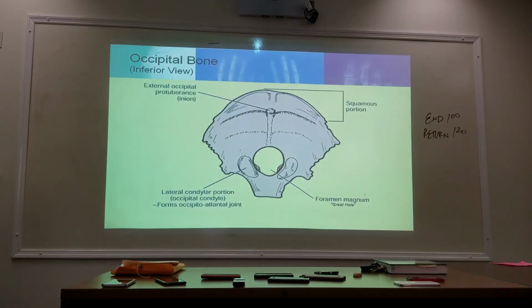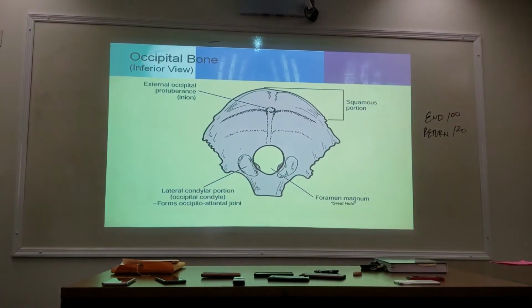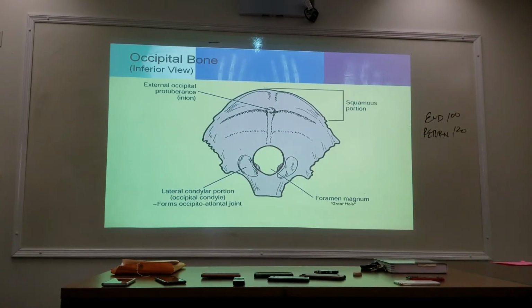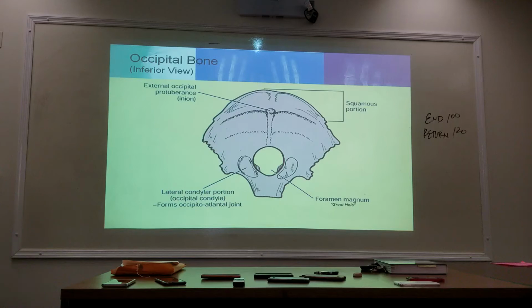And the large hole right in the middle is known as the foramen magnum. What goes through there? Everyone's mumbling. Nobody wants to really say what it is. What goes through there? The spinal cord? Okay.